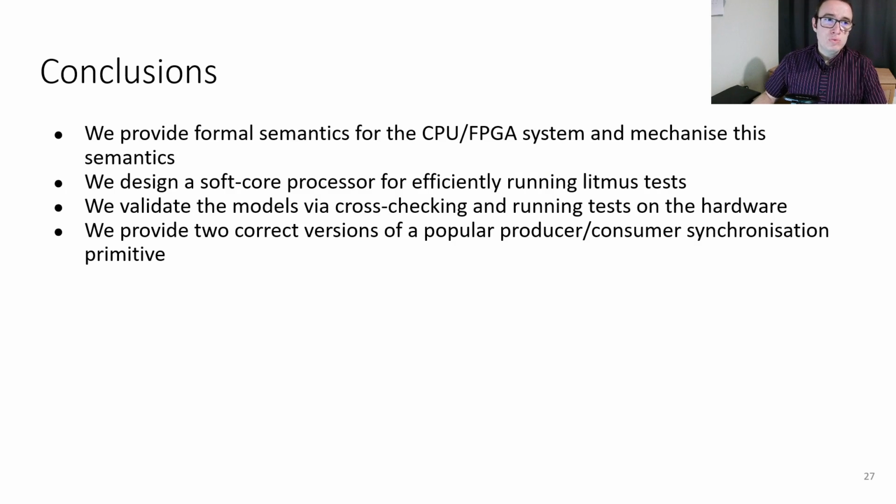Now, in conclusion, we have provided formal semantics for the CPU-FPGA systems, both in operational form and in axiomatic form, and we have mechanized both these semantics. And we have also provided a software processor for efficiently running litmus tests on such heterogeneous systems. We have validated our models using cross-checking and by actually running on the actual hardware. And we have provided two versions of a popular producer-consumer synchronization primitive.